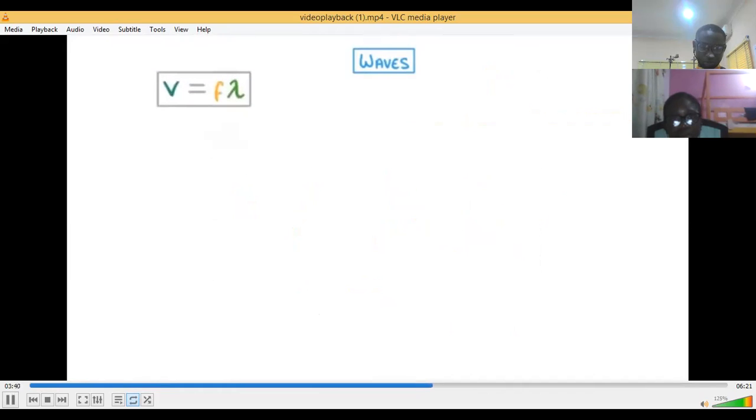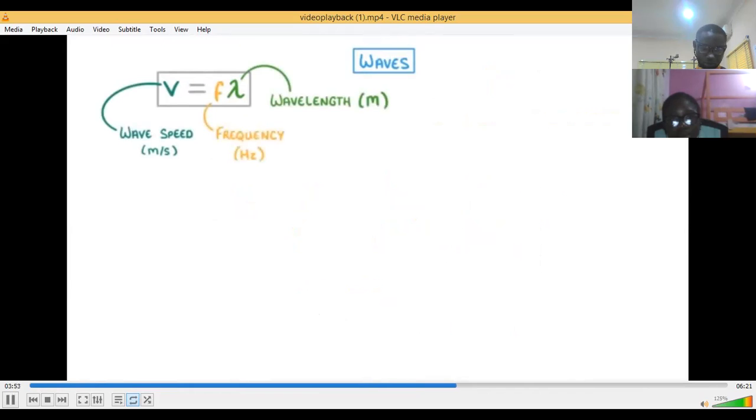The next equation to know is that we can find the speed of the wave, so the wave speed, by multiplying the wavelength by the frequency. So basically, we multiply how long each wavelength is by how many there are per second. And that will give us the total distance they travel per second.